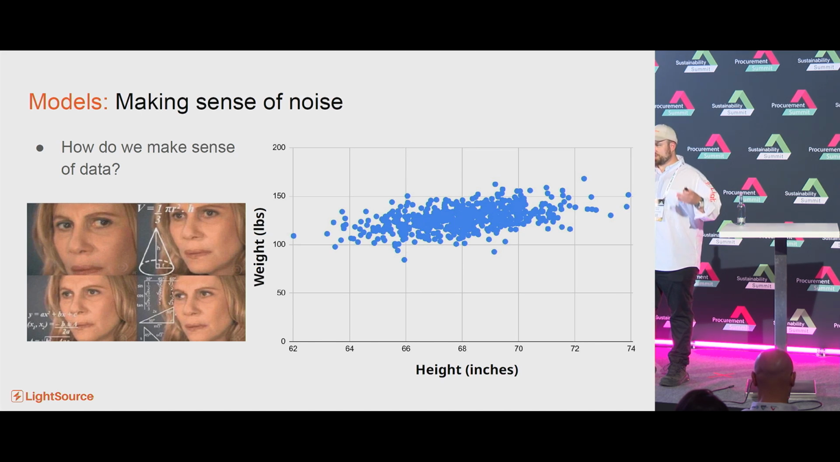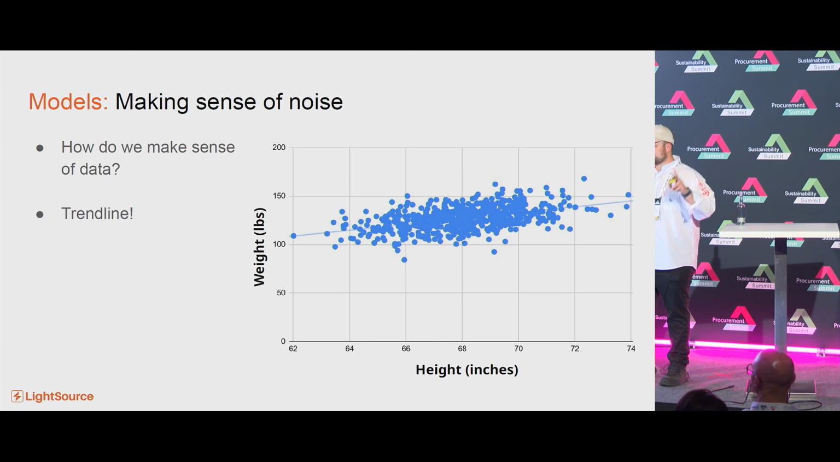And I want to start with the simplest possible example, which is a scatter plot. So on the bottom, we have someone's height in inches, and on the vertical axis, we have their weight in pounds. So we can see there is some relationship between people's height and weight. It's not perfect. So how do we make sense of this data? And the earliest AI algorithm you might call a trend line or a linear regression.